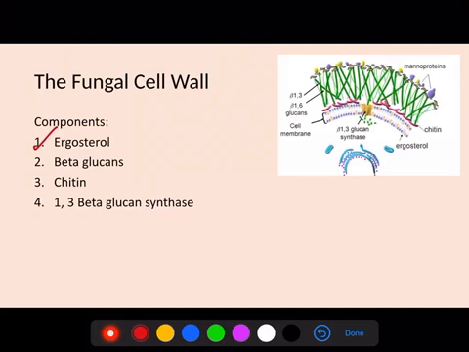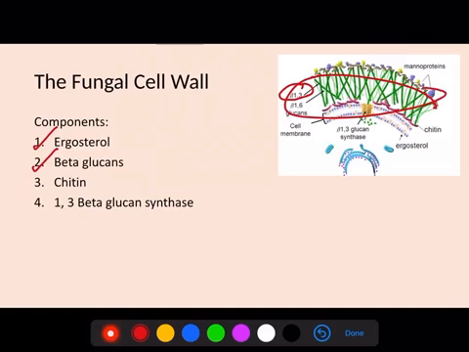Number 2, we have beta-glucans. Beta-glucans are naturally occurring glucose polymers that are present in abundance in plants, bacteria, and fungi. Beta-1,3-glucan is the backbone, and beta-1,6 is seen coming off beta-1,3.